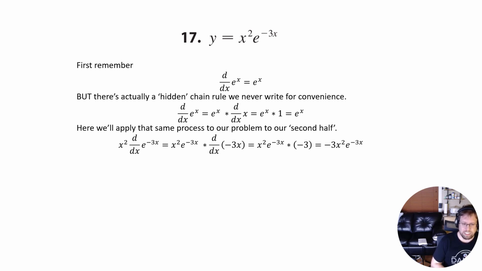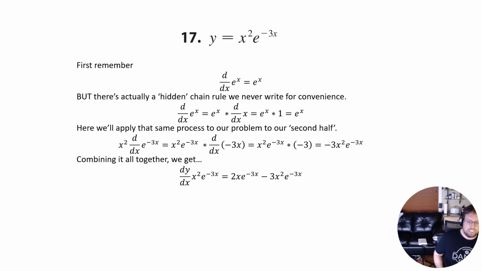When you derive negative 3x, you just get a negative 3. And now I basically just move that negative 3 in front in the next step because it makes it look nice. And you end up with negative 3x squared e to the negative 3x. And so for the most part, you're doing a very basic, easy derivative. And then you just combine the second half and the first half together, and we just get this expression here. And that's all you had to do to solve this problem.